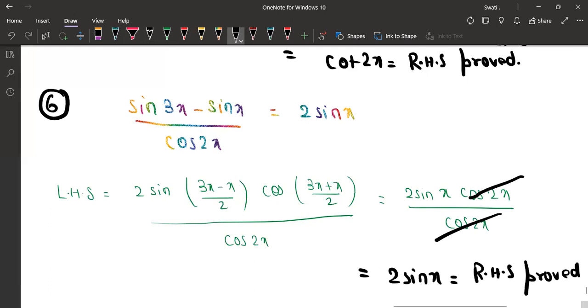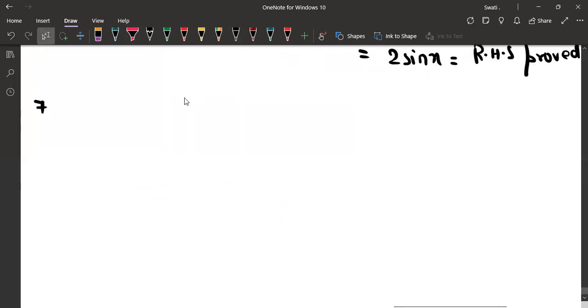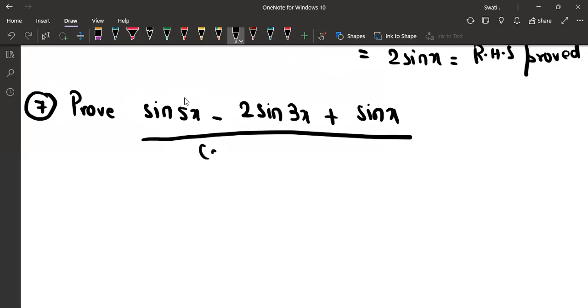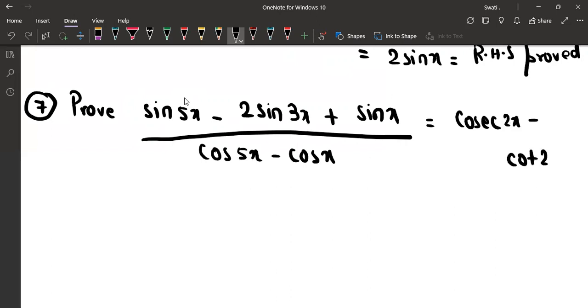Now let's move to the next, slightly different proof. Okay. So let's first write down the question. What we have to prove is that (sin 5x minus 2 sin 3x plus sin x) upon (cos 5x minus cos x) is equal to cosec 2x minus cot 2x. All right. So we need to prove this.